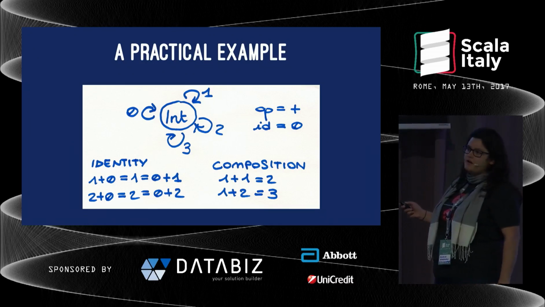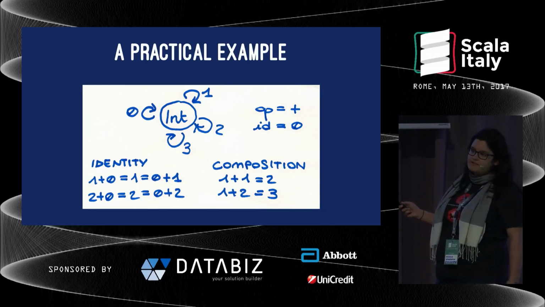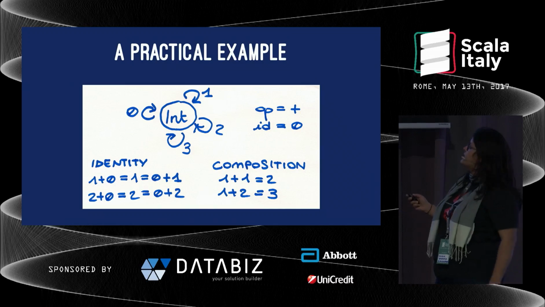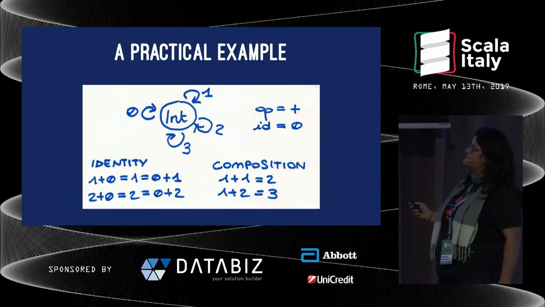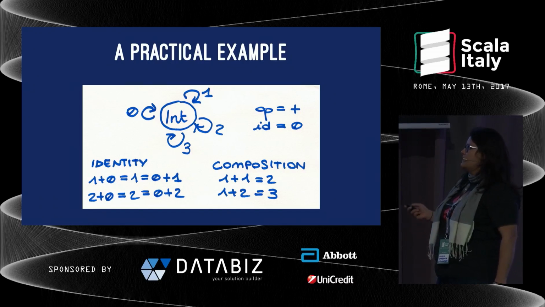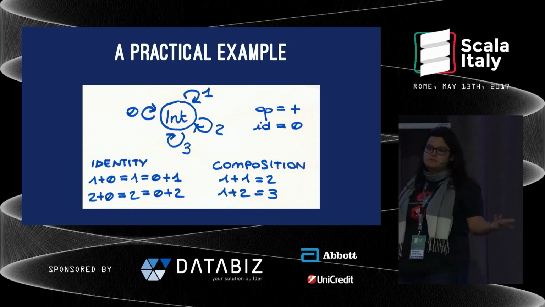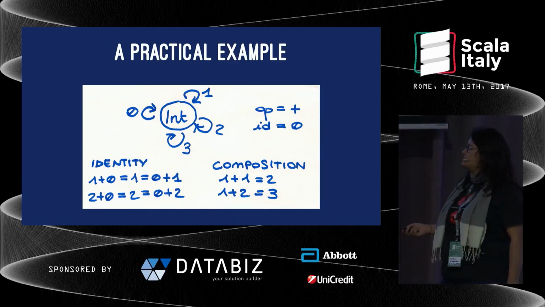All the arrows are numbers. In this case, they are integers. And the ID, we choose 0 as the ID. So the identity law is basically saying that when we combine any number with 0, we get the number back. So 1 plus 0 is 1, that is 0 plus 1, and so on and so forth, right? This is basic mathematics for us.